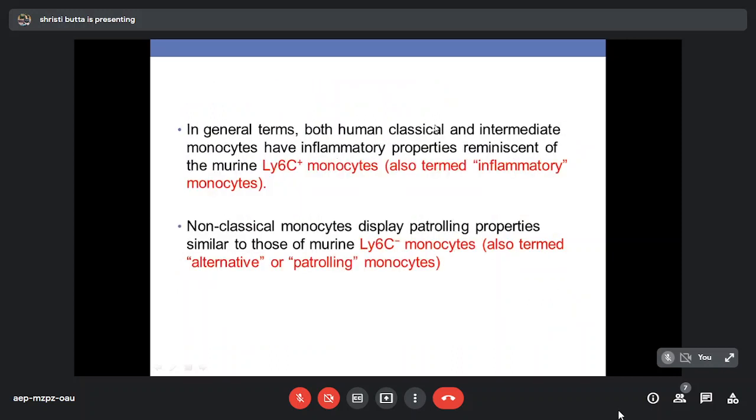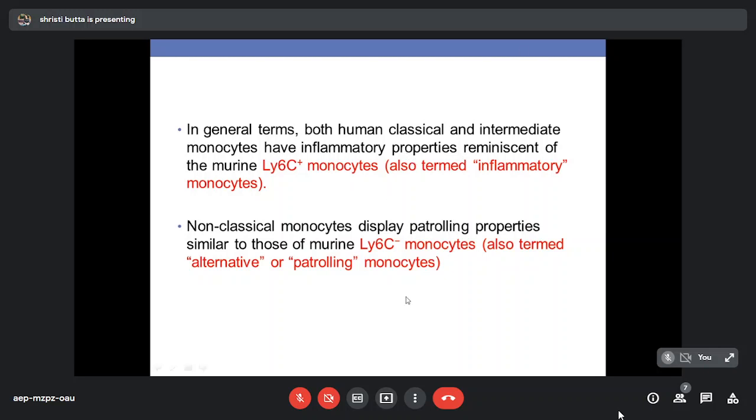In general terms, however, the classical and intermediate subsets are now grouped into the inflammatory monocytes. These inflammatory monocytes in humans correspond to the LY6C positive monocytes in mice. This LY6C is very important because it is now used as an immunohistochemical marker for ascertaining monocyte and macrophagic disorders. The non-classical monocytes, on the other hand, have very high CD16 expression but no or low CD14 expression, and they are referred to as the patrolling monocytes.